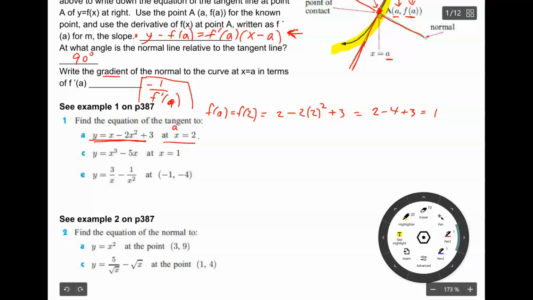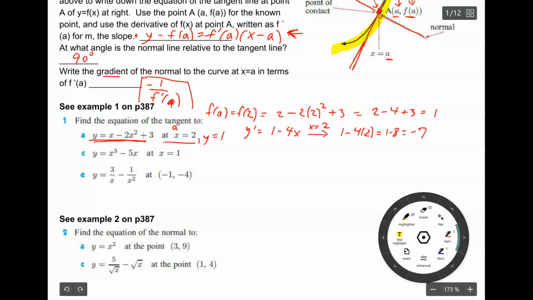So our x value is 2, our y value is 1. And what is our derivative function? Our derivative function would be 1 minus 2x squared; the derivative would be minus 4x, and plus 3, the derivative is 0. So our derivative function is 1 minus 4x. What if we substitute in x equals 2? That would give us 1 minus 4 times 2, which is equal to 1 minus 8, which is equal to negative 7. So our slope is equal to negative 7.